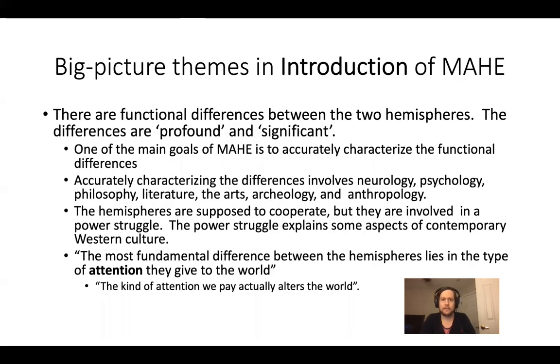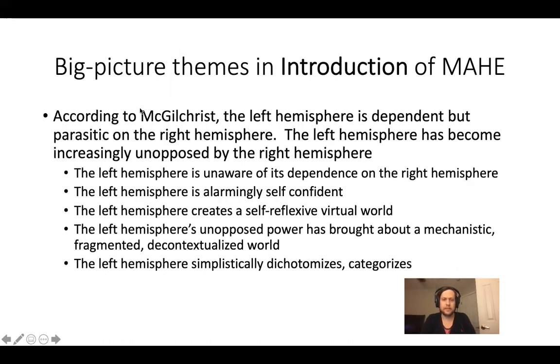Last time I did talk about some of these bigger picture themes that were talked about in the introduction. Another bigger picture theme is this idea that the left hemisphere is dependent on the right hemisphere, but it's also parasitic on the right hemisphere. And related, the left hemisphere has become increasingly unopposed by the right hemisphere. This claim that the left hemisphere is becoming more powerful than the right hemisphere of the brain, that's a particularly big picture claim. And here are some of the sub claims regarding that. And some of these will be evidence in support of this bigger picture claim right here.